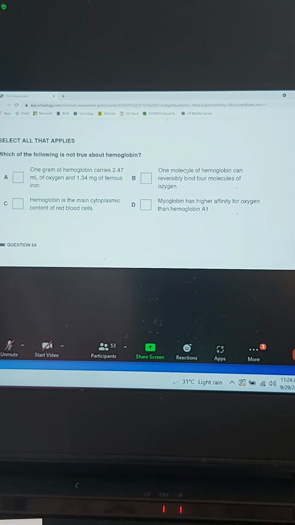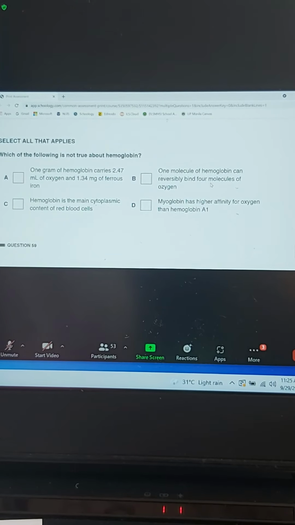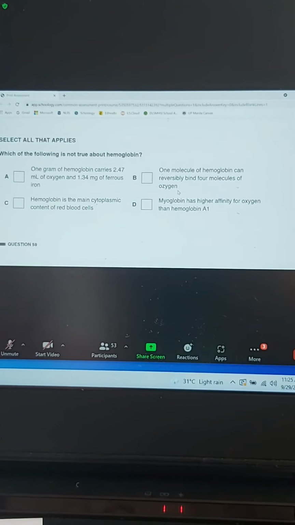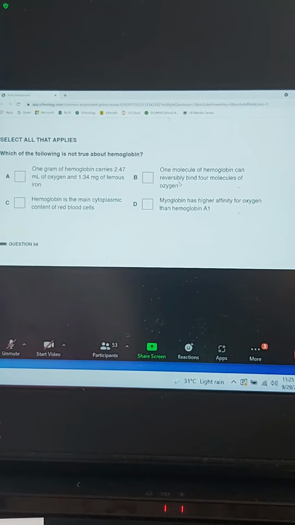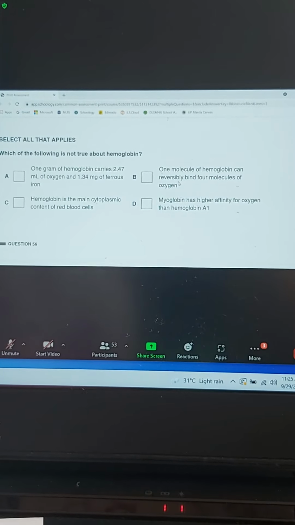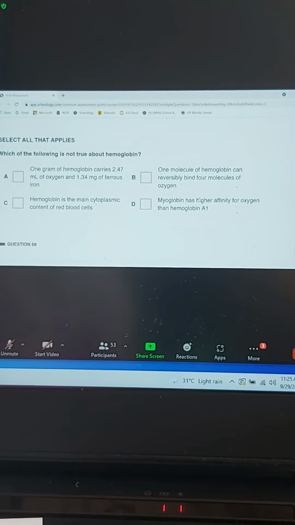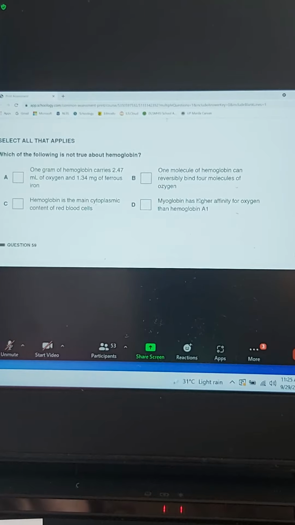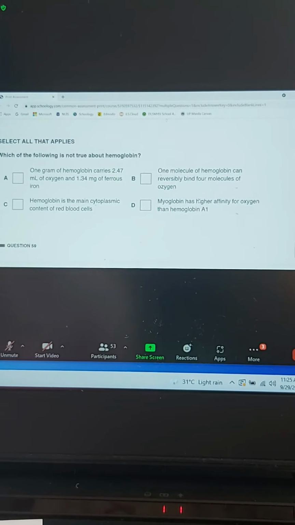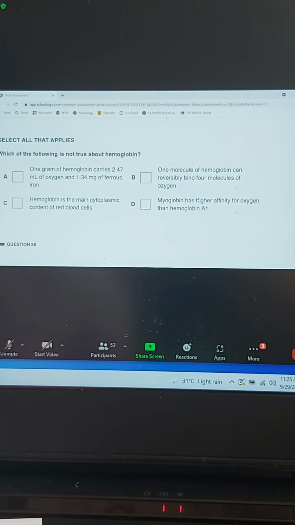How about letter B? 1 molecule of hemoglobin can reversibly bind 4 molecules of oxygen. So, okay. So tama ba to? Tama pa si letter B. Correct po. Letter B is correct, di ba?